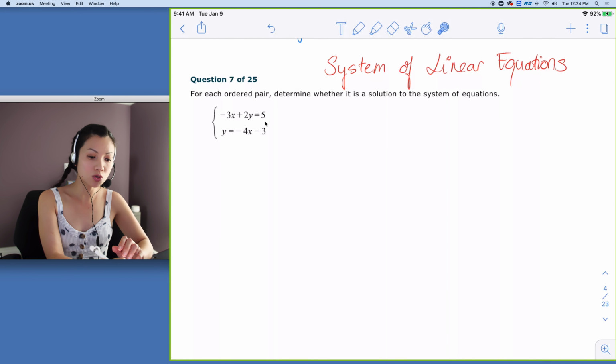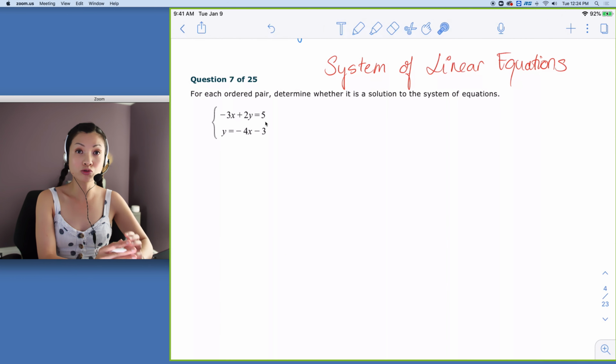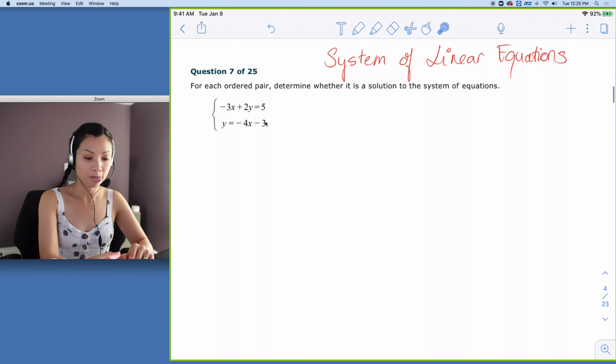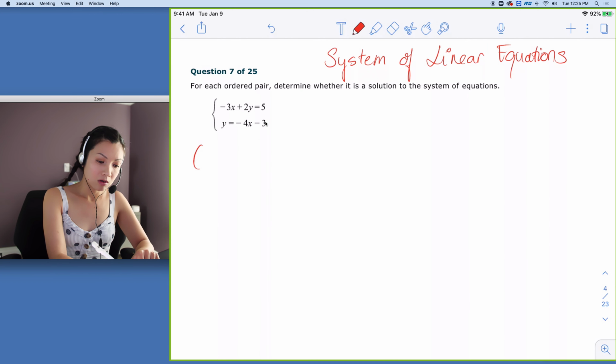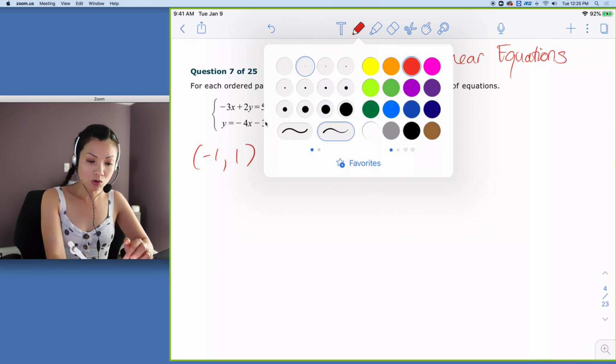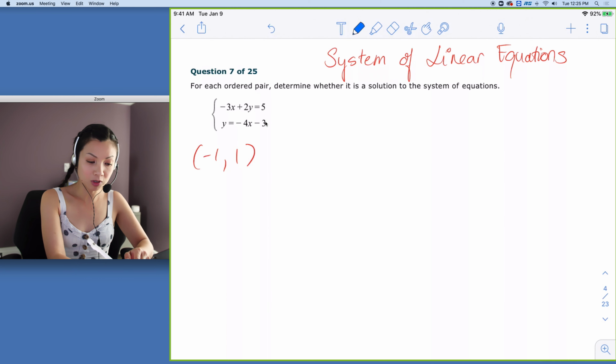We have two linear equations. In order for us to have a solution for the system, the ordered pair has to be the solution for both equations. So for example, let's check whether (1, -1) is a solution to the system. First I'm going to check the first one.